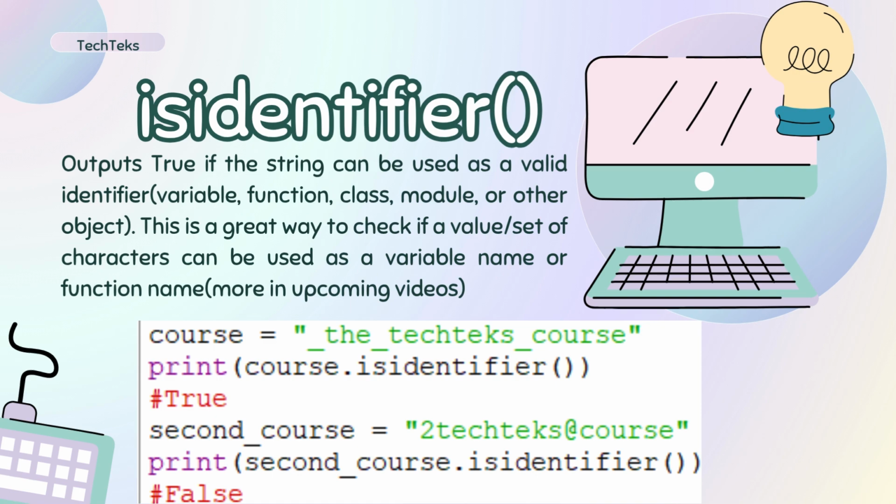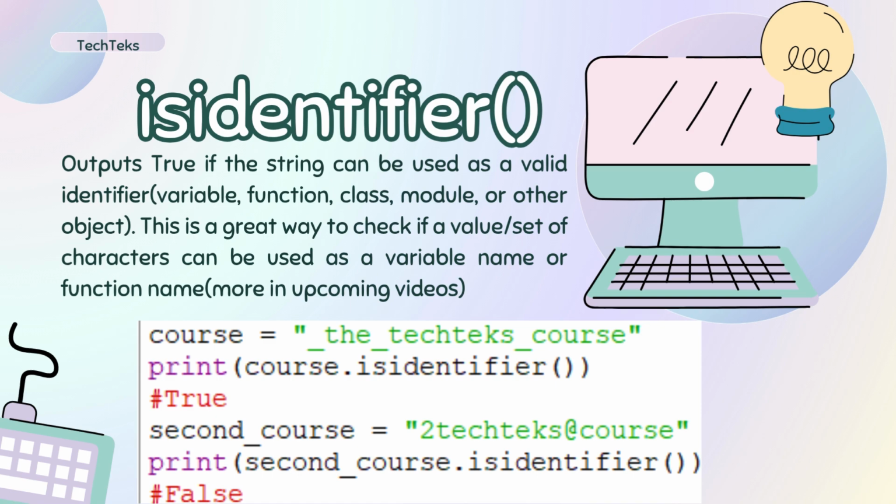So if it can be used as a variable name, as a function name, as a class, module, or any other object, then it is true. And this is a great way to check if a value or set of characters that you want to use for a variable can actually be used for a variable or a function name. And more about functions will be coming in upcoming videos.